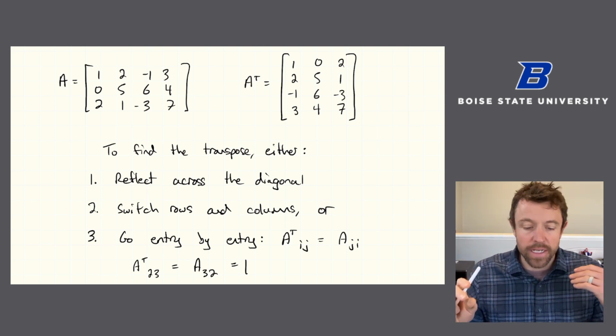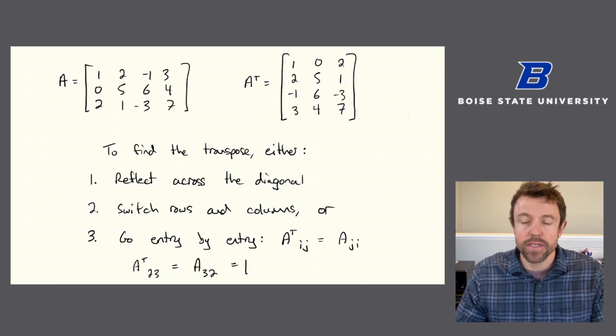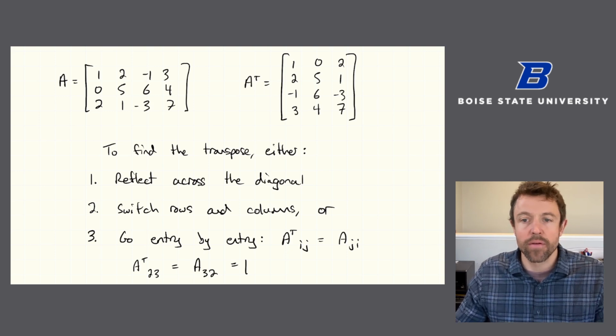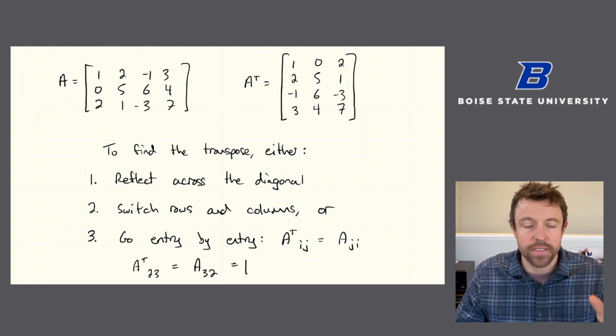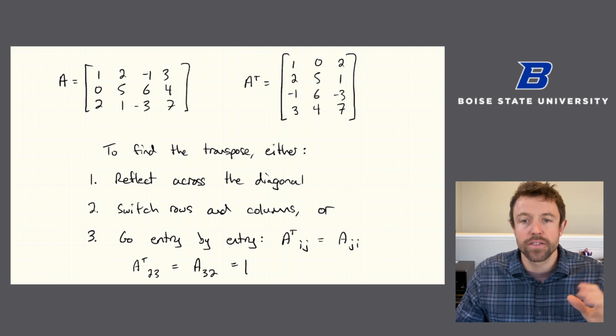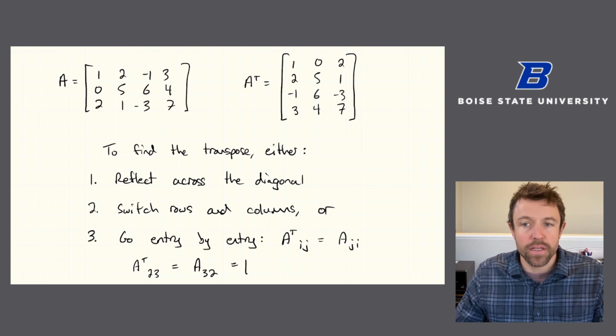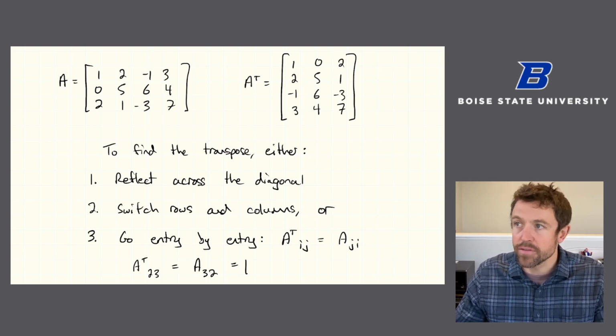So these are three ways of thinking about how you find the transpose, and they're all useful to have. That is, you don't want to just settle on one of them. You want to know all of these three things. In different situations, it's useful to think of the transpose in different ways. All of them allow you to really quickly write down the transpose of a matrix.